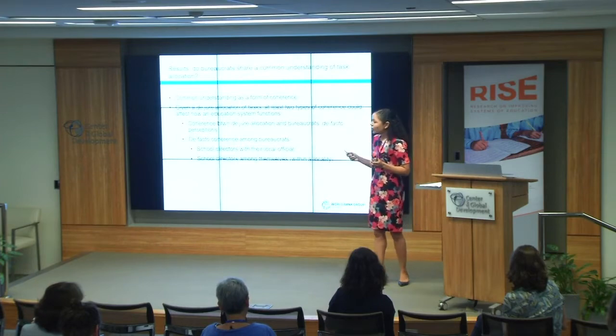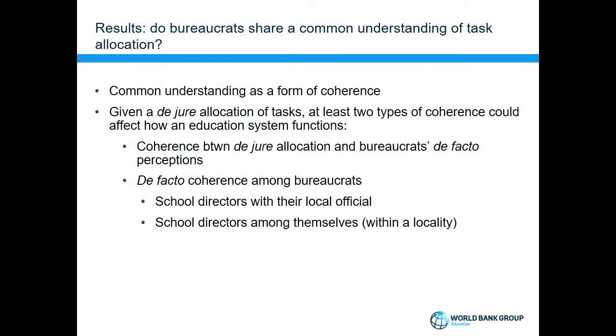Okay, and so moving on from task allocation to what we call here coherence. For us, we were thinking about calling this coherence or alignment or whatever, but basically we're considering this common understanding as a form of coherence. And what we're measuring is basically a couple of things.